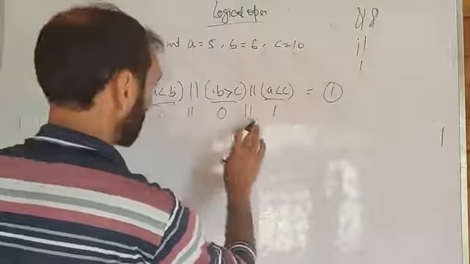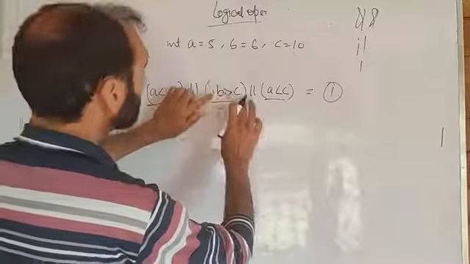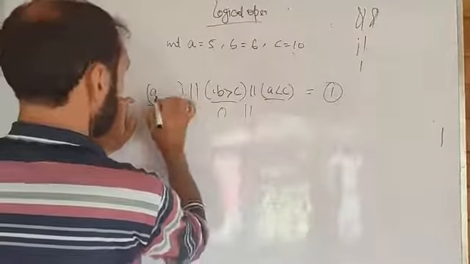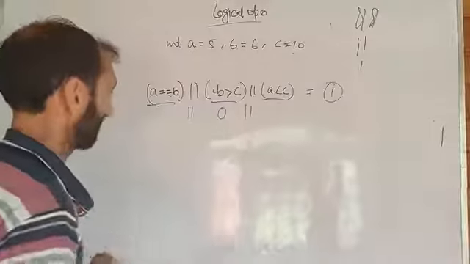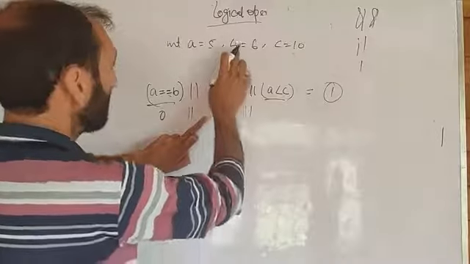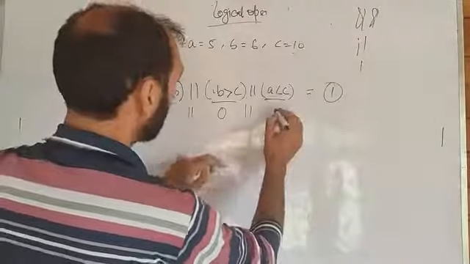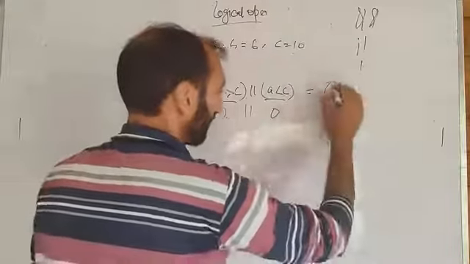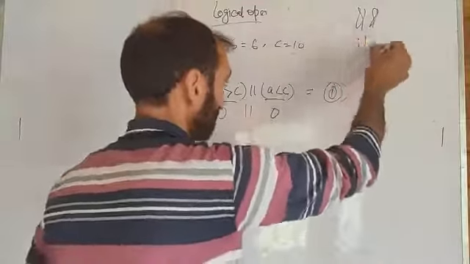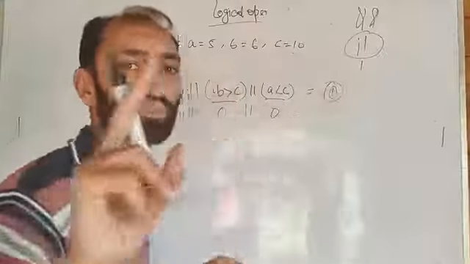For example, A less than B. A less than B, true. B greater than C. A greater than C. A equal to B. Is A equal to B? No. Zero evaluates. B greater than C? No, that evaluates 0. A less than C? No. That evaluates 0. So you get result 0. When all the expressions, all the sub expressions in this logical OR operator evaluate to false, then the output is false. Otherwise, the output is 1.